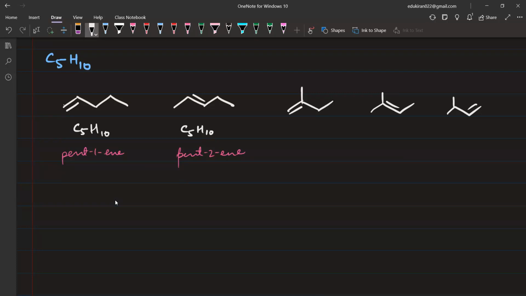If you want to write the name, this name will be 2 methyl but-1-ene. This is again 1, 2, so this will be 2 methyl but-2-ene. And this is going to be 1, 2, 3. This will be 3 methyl but-1-ene. Okay, 3 methyl but-1-ene.